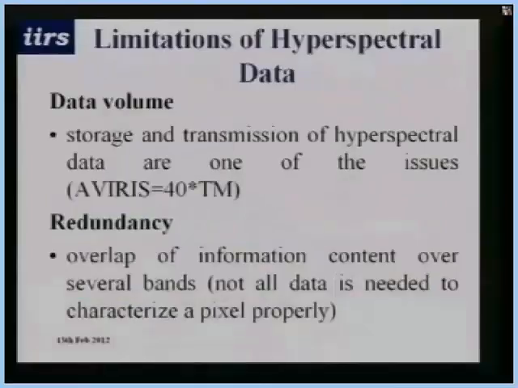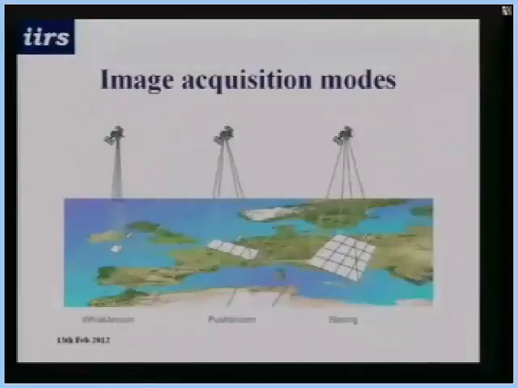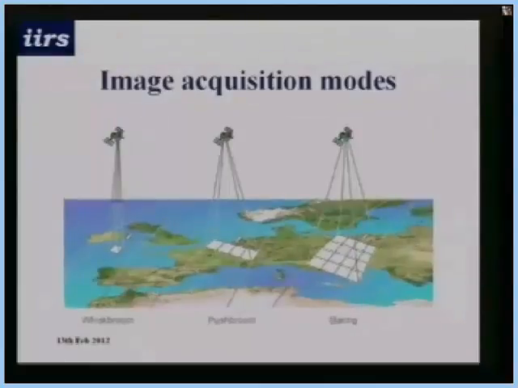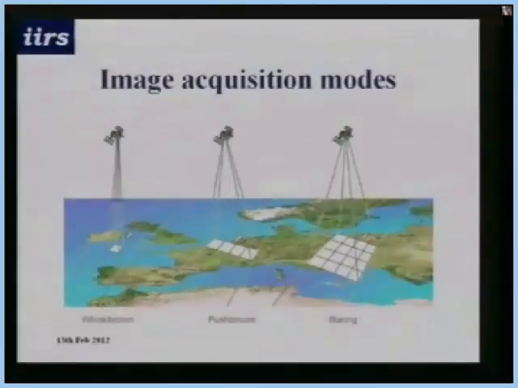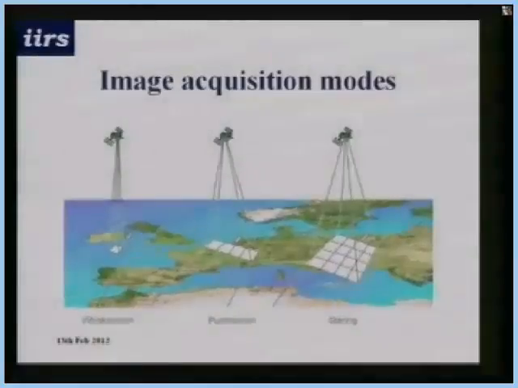Now we come down to the data acquisition mechanism with hyperspectral and the sensors available. Similar to multispectral, hyperspectral data is also acquired in both whisk broom and push broom mode. Some of the satellites measure in whisk broom mode and others in push broom mode. For example, Hyperion is with the push broom technology, whereas AVIRIS and others are with the whisk broom technology.